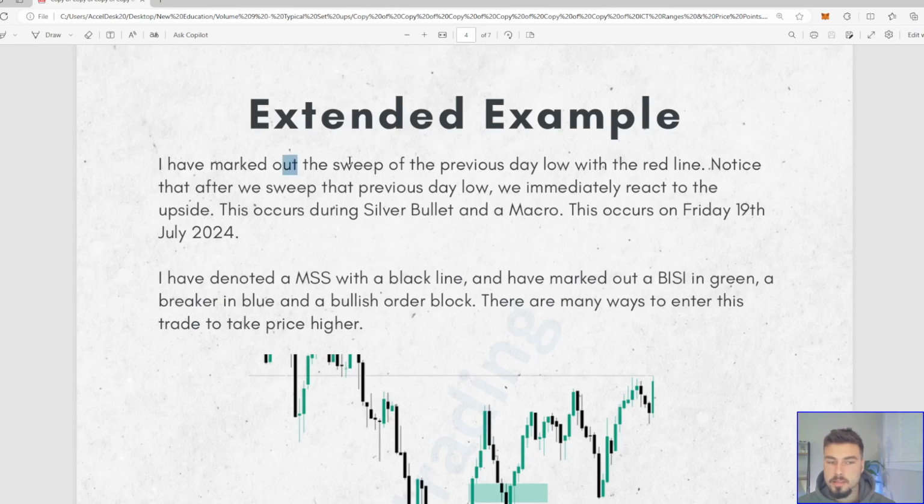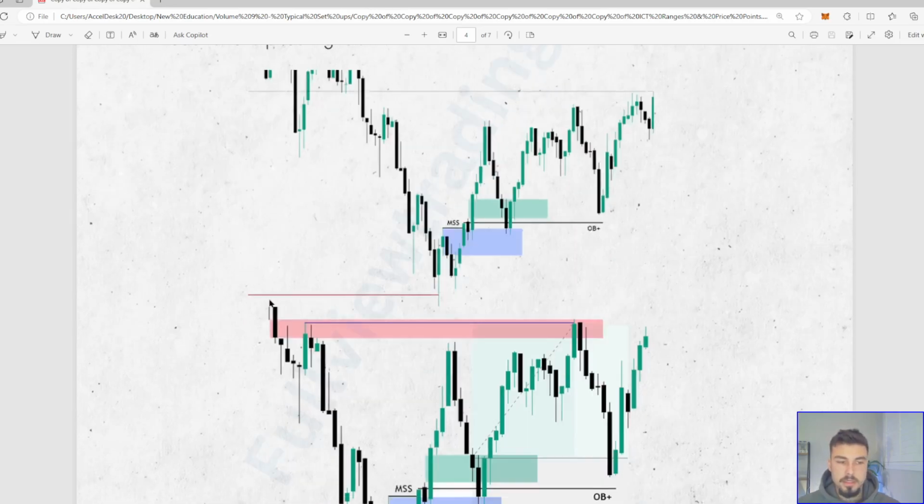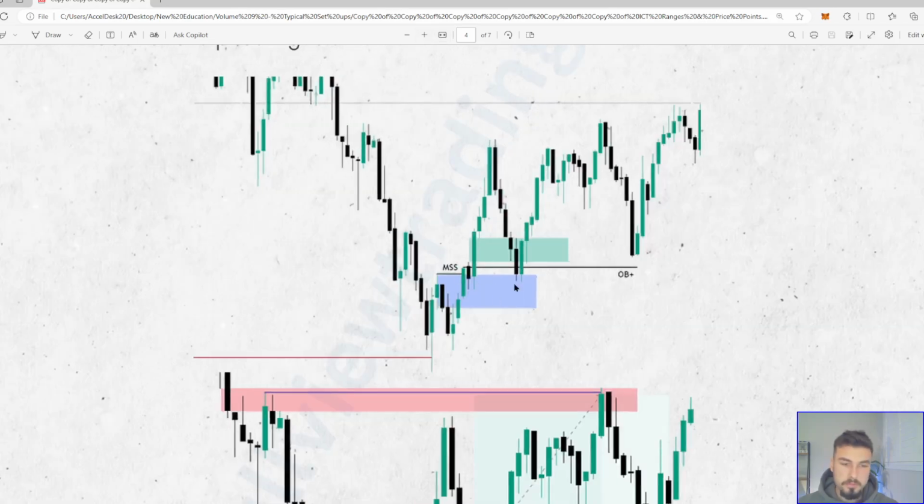I've marked out the sweep of the previous day liquidity with the red line. So if you have a look here, this here is your sweep of the previous day low. You guys can see that, right? Now I've marked out a few things. I've marked out a breaker block in blue. I've marked out a bullish gap in green. I've marked out the market structure shift, which I can probably zoom in and show you guys there. That's the market structure shift. And then the order block, right, which is this down close candle wedged in between these two green ones.